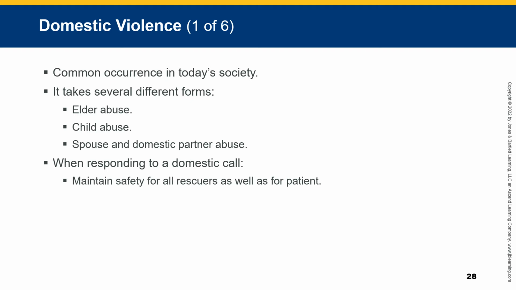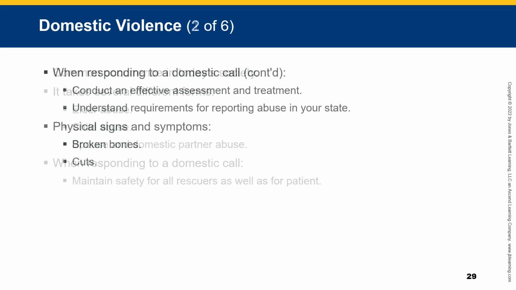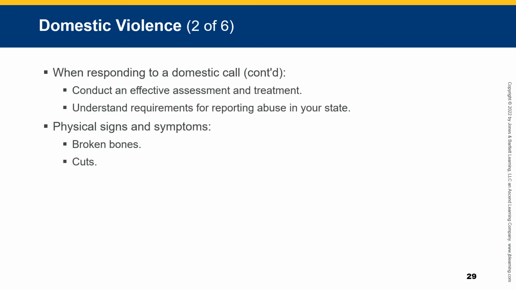EMRs need to be able to recognize signs and symptoms of abuse and to understand the 3 phases in a cycle of abuse. When responding to a domestic violence call, you need to maintain safety for all rescuers as well as for the patient. Next, you need to conduct an effective assessment and provide treatment, and then understand the requirements for reporting abuse in your state. The signs and symptoms include physical injuries, the emotional state of the victim, and personality indicators of an abuser. The physical injuries that you might see include broken bones and cuts.